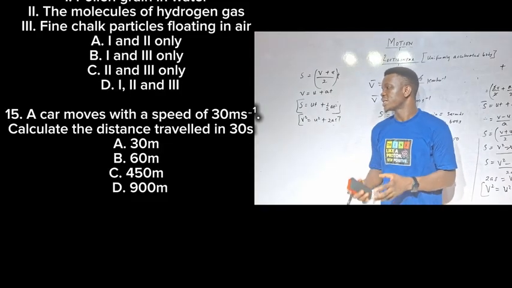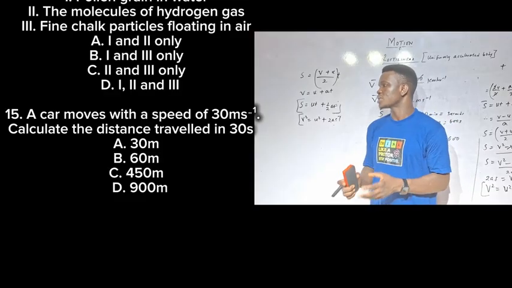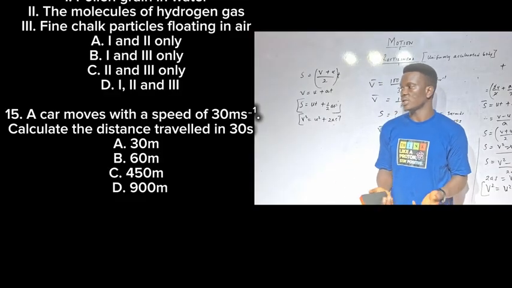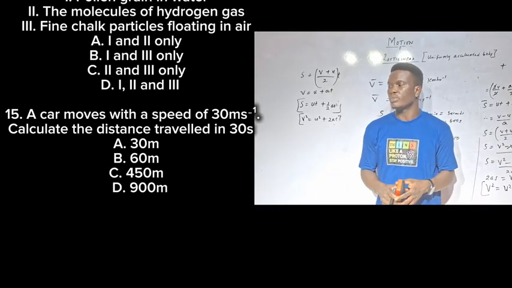So number 15 says that a car moves with a speed of 30 meters per second. Calculate the distance traveled in 30 seconds. I think that's a very simple question. Solve it and leave your answer in the comment section.